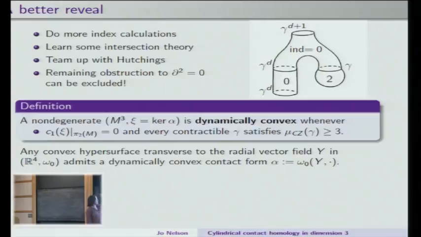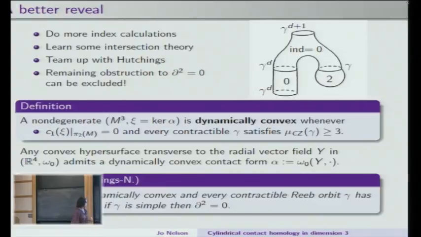as long as we assume that we're working with a non-degenerate dynamically convex contact form, which means that every contractible Reeb orbit satisfies Conley-Zehnder index greater than or equal to 3. These, of course, exist a lot in nature. Any convex hypersurface that's transverse to a radial vector field in R4 will admit a dynamically convex contact form. And then our theorem is that d squared is going to be 0 in this case.